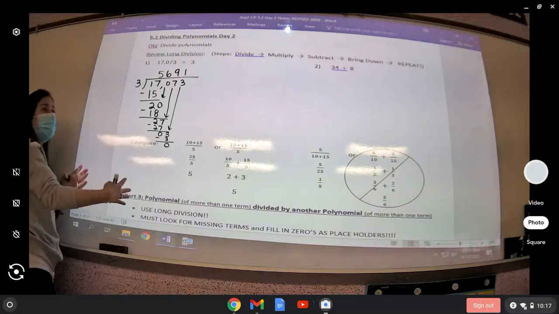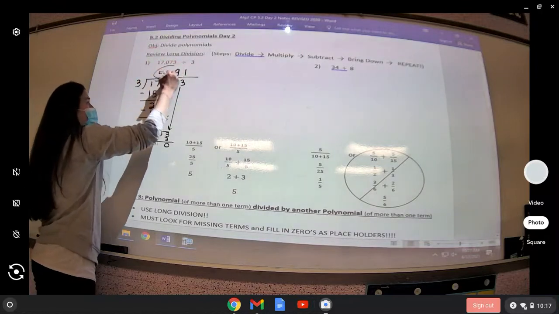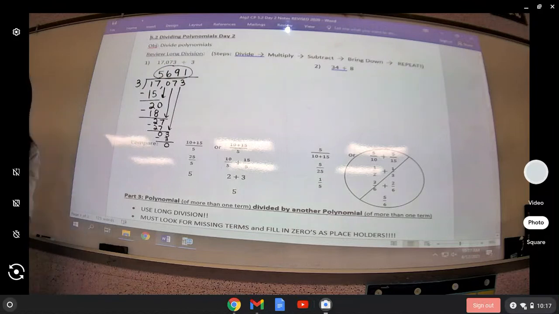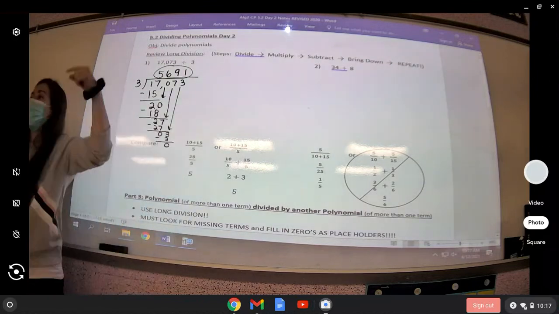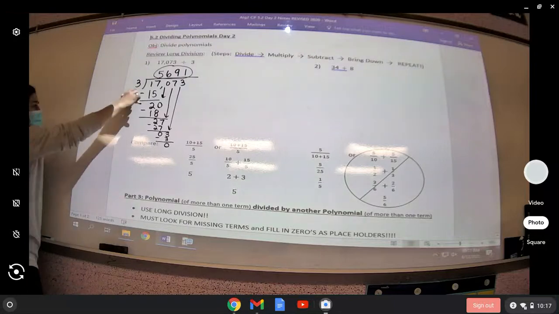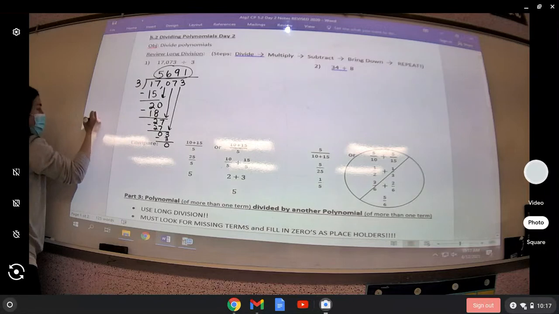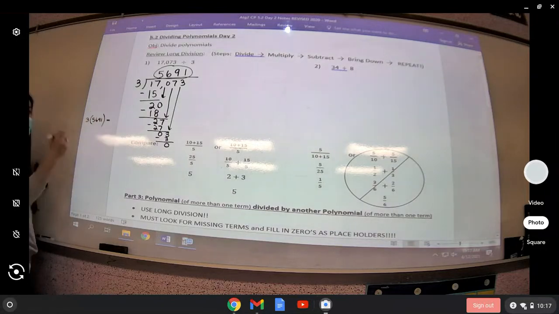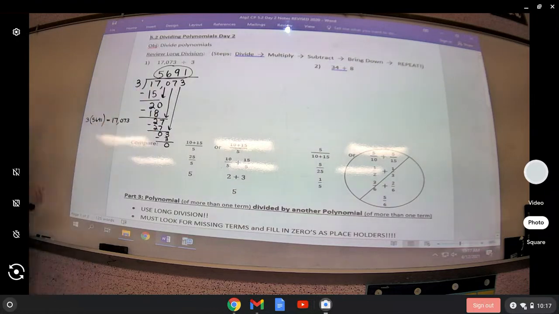So the answer to this question is, 17,073 divided by 3 is this. This is your quotient. This is your answer. You get 5,691. All right? And then don't forget, division can always be put back together using multiplication. So I should be able to take who I divided by, 3, multiply it with my answer, 5,691, and then that should get me back to the number that I was dividing into, 17,073.